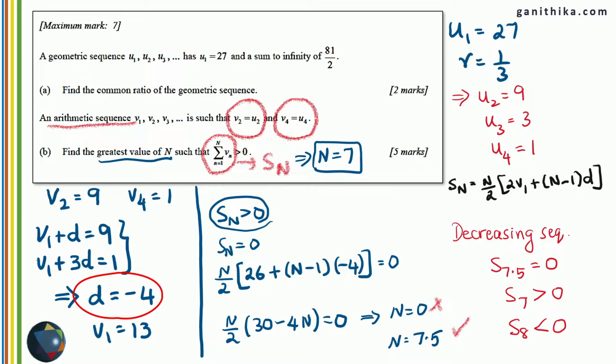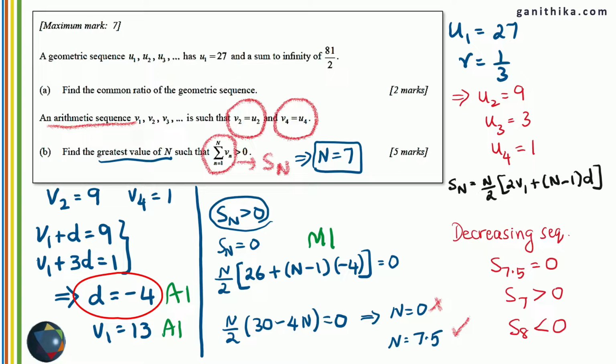Let's go for the marking scheme. Finding the values of d and V1, A1 and A1 marks for each, and method 1 mark for using the correct formula for Sn and substituting the correct values for Sn. You can either use greater than 0 or equal to 0. It's left to you. If you use greater than 0, be careful. You will get n greater than 7.5. The value is not S8. It is S7. So you have to be careful.